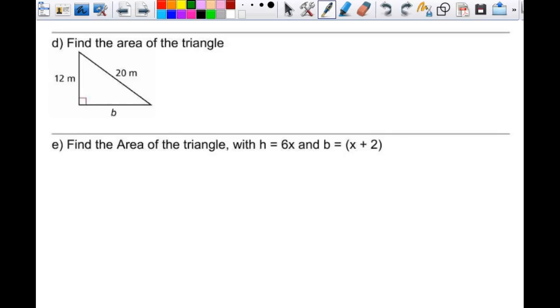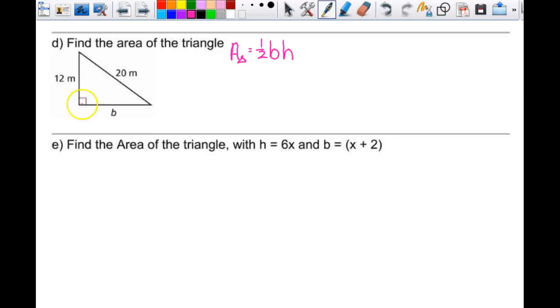All right, so now I need to find the area of this triangle. So the area of a triangle formula is what? 1/2 base times height, right? And do we know the base? No. Do we know the height? Yes. If you have a right triangle and you can use the legs as the base and the height, go for it. Should I use 20 as the base?